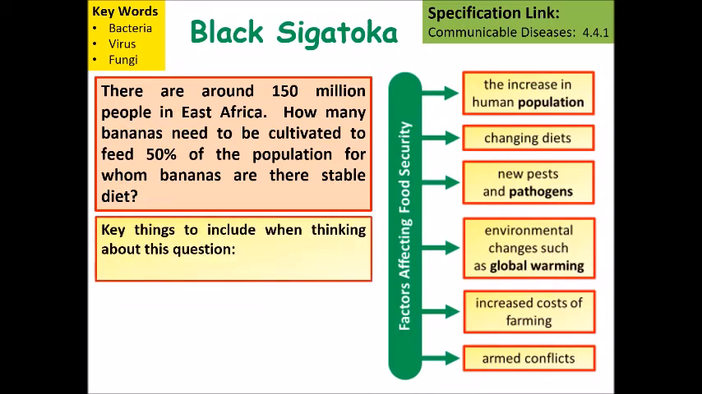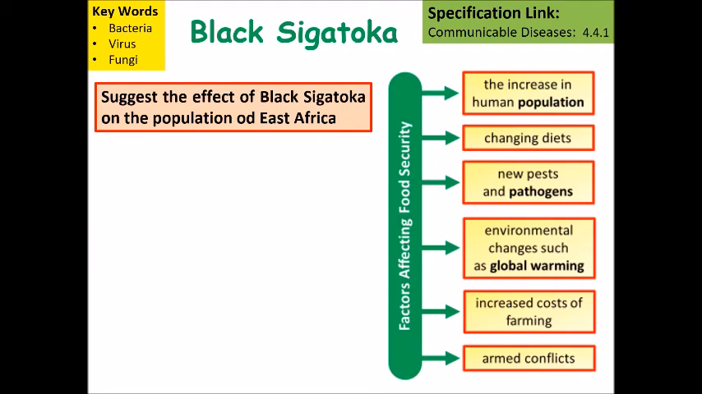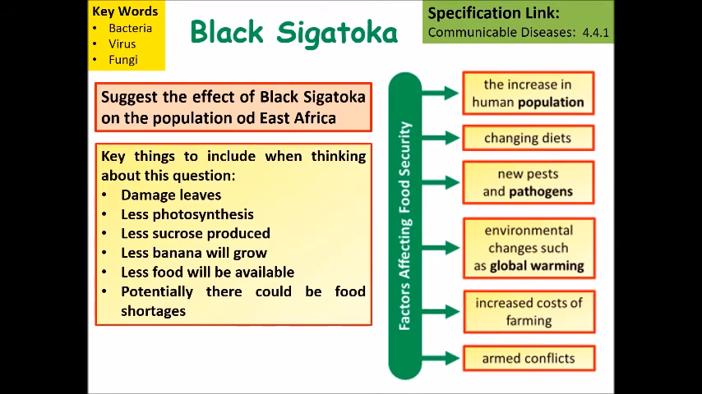In this first question, you need to think about how you're going to calculate that. The easiest thing to do is to look at the data earlier on in the video and then work it out. To suggest the effect of Black Sigatoka on the population of East Africa, the key things to think about are that Black Sigatoka damages leaves, so there'll be less photosynthesis, so less sucrose will be produced, which means that fewer bananas will be grown, therefore less food will be available, so potentially there could be food shortages.